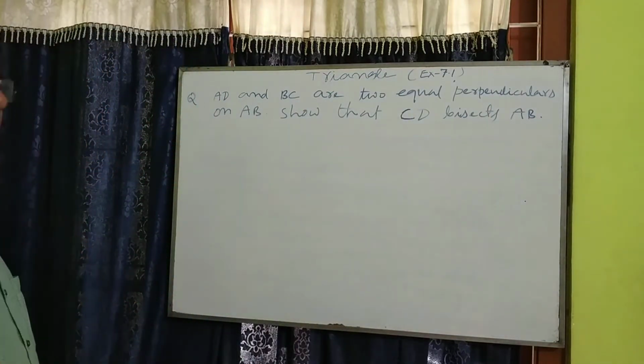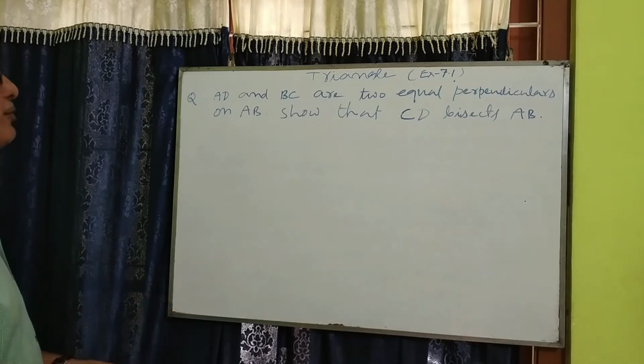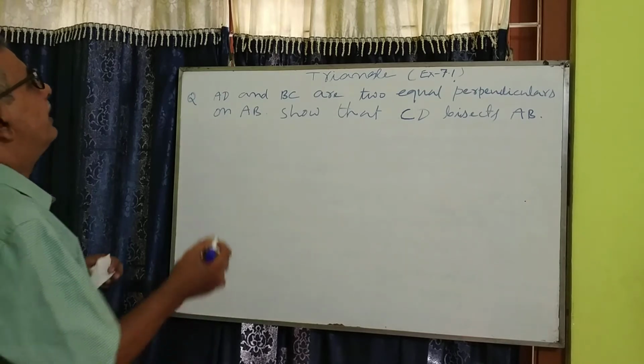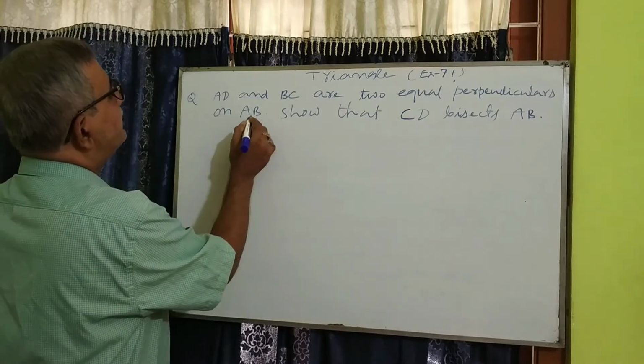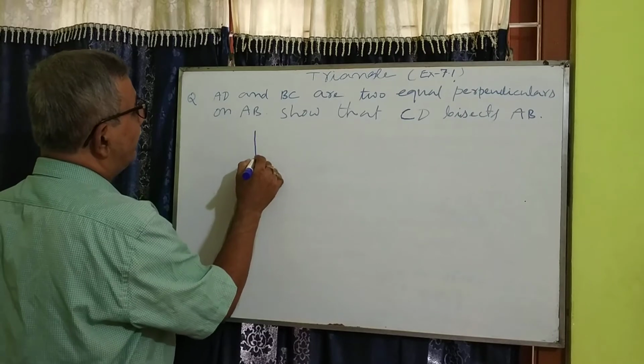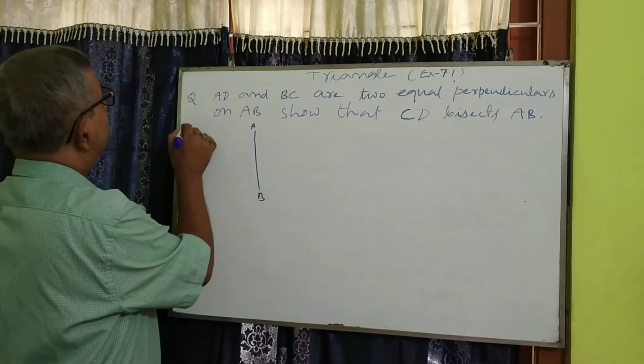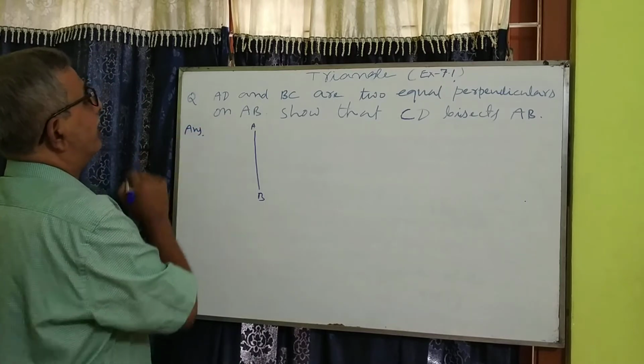Sometimes the diagram may be given in the examination. Sometimes the diagram is not given. You have to draw the diagram yourself. Here you can draw. AB is a line segment. Here you see, this is AB. I start the answer from here.